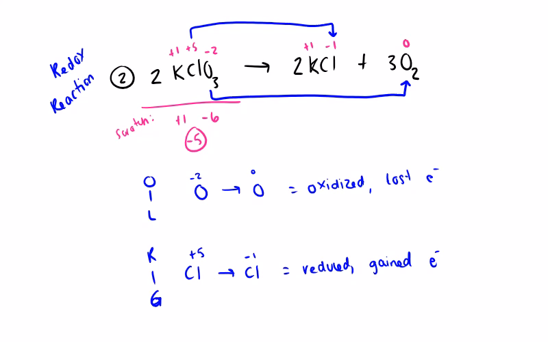Okay, same thing for number 2. Number 2 is technically a decomposition reaction, but because we went through and looked at all of our oxidation states, we can see that electrons changed from one atom to another, giving us a redox reaction.